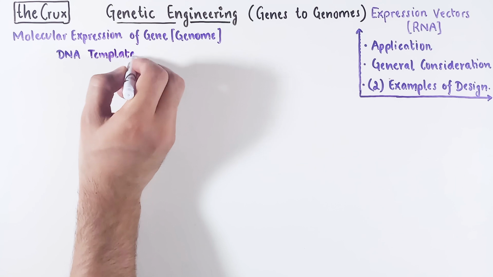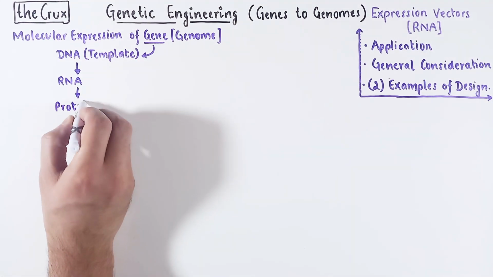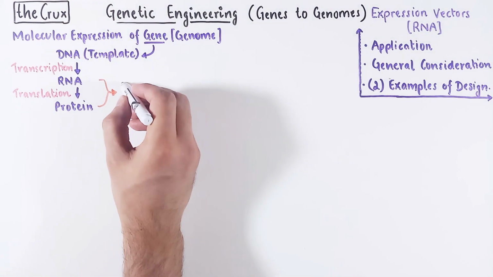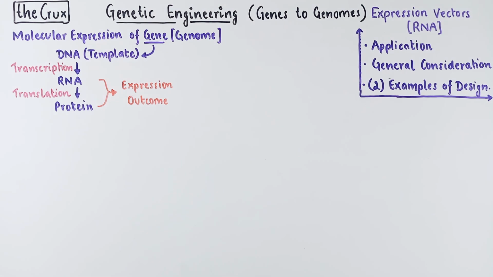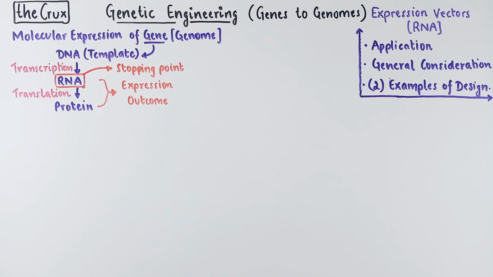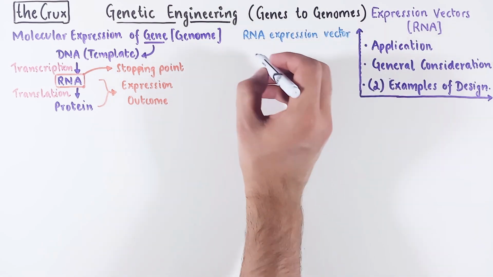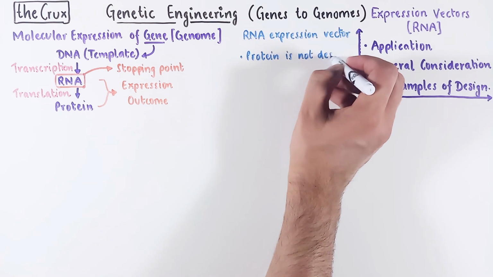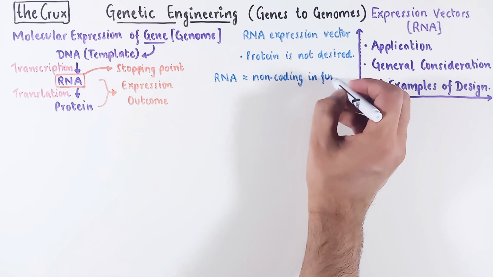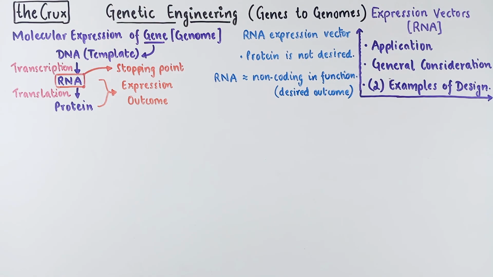Typically, when we talk about molecular expression of a gene or a genome, we refer to the DNA template being converted into RNA and maybe a protein. These are the processes of transcription and translation. In this chain of information transfer, you notice that there are two possible outcomes. For the purpose of this video, we assume that the chain of outcomes stops at the RNA level, and therefore our concern is with vectors used to make only the RNA. This also means that the protein outcome is often not desired from these vectors. Another way of saying this is that the RNA is non-coding in function, and that is desired.